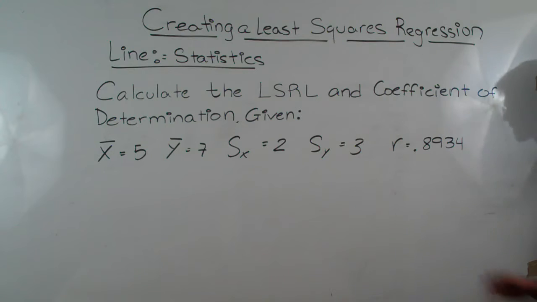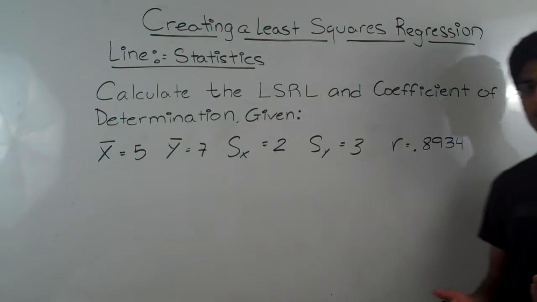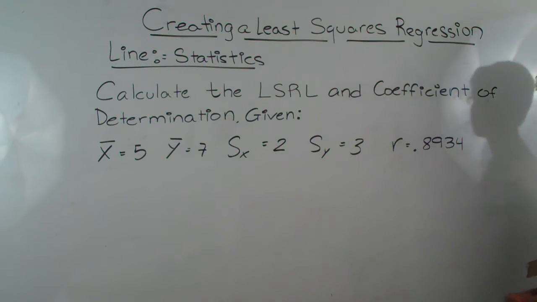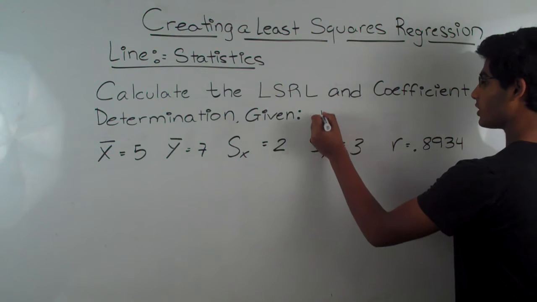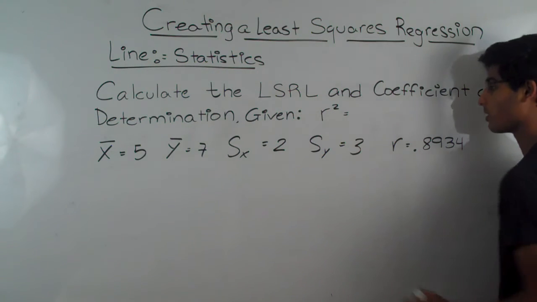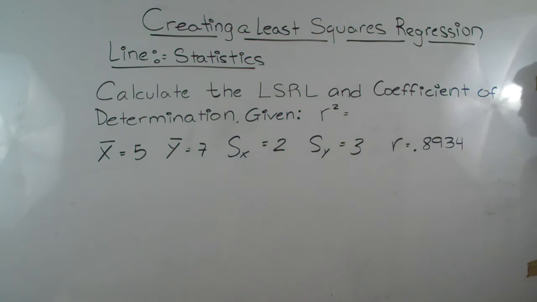So let's start off backwards in this problem. The easier way to do this is to first figure out the coefficient of determination, because that's easier. So what is the coefficient of determination? Well, the coefficient of determination is r squared. So it's simple. All you have to do is just square r. So let's do that in this problem.